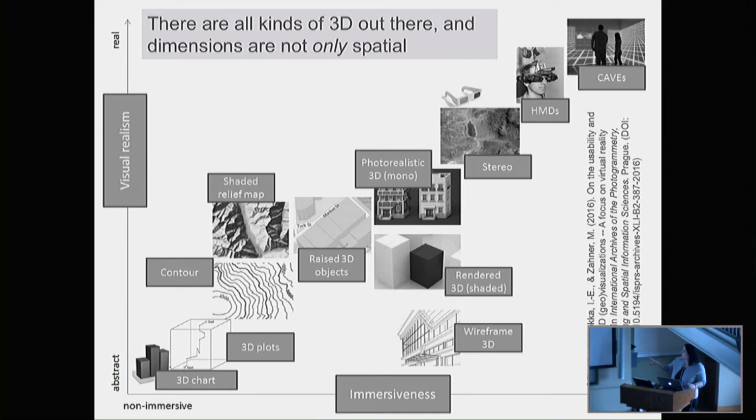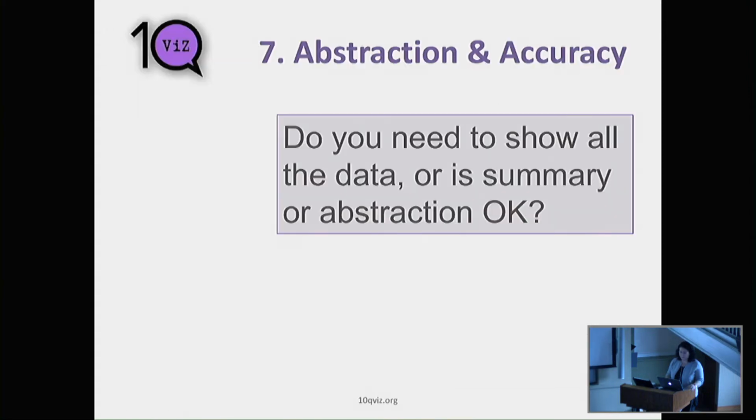In this case, I use immersion and abstraction and realism, but you could also have different criteria, and you would end up having a whole taxonomy of different kinds of visualizations. And this leads to the display types later. Okay, abstraction accuracy. I'm going to show you a few examples of that as well.